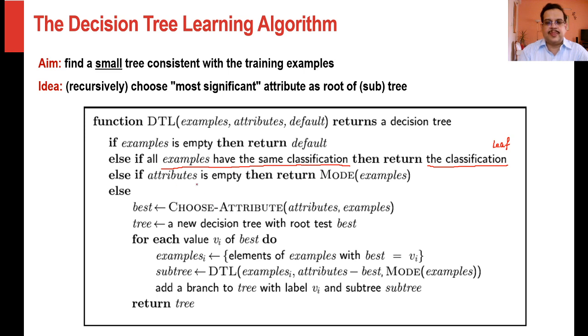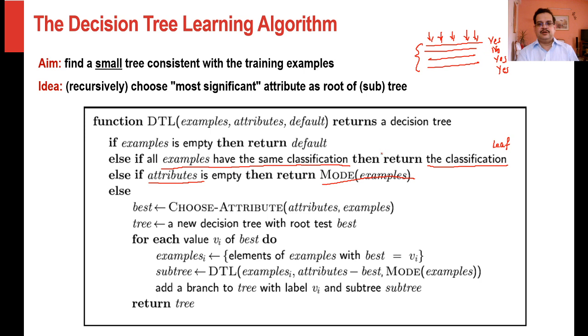Or if you find that you have run out of attributes, which is the case when you have several data items, and in all of them each of the attributes has the same value, but in some places you have yes and in some places you have no. So then what will you do? Then you take the majority, which is indicated by this mode. So you take the majority and you return that. If there are 3 yeses and 1 no, then I go by yes. That's when I run out of attributes.